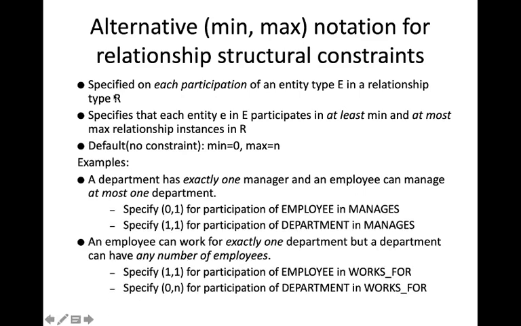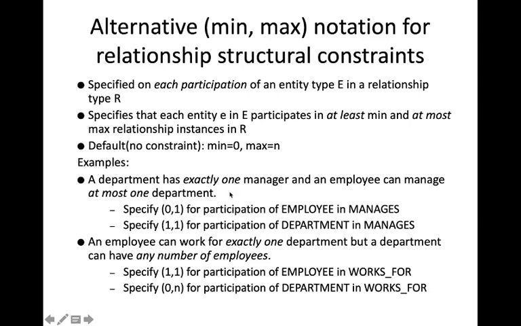Now you can read this and you will understand this alternative min-max notation. It is specified on each participation of entity type E in relationship type R. This specifies that each entity E participates in at least minimum and at most maximum relationship instances. By default, if you are not specifying anything, then it means minimum 0 and maximum n. 0 comma n will be taken.